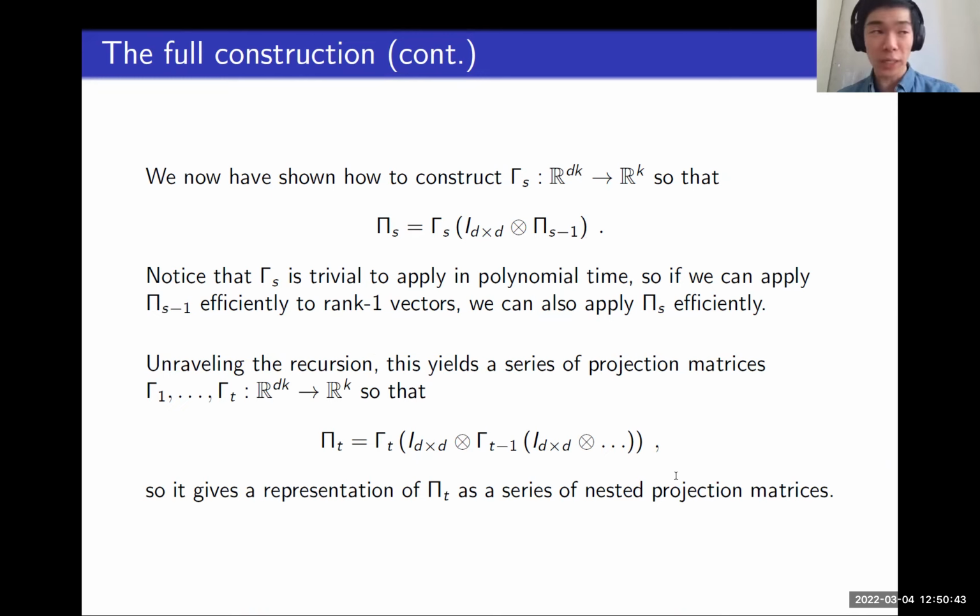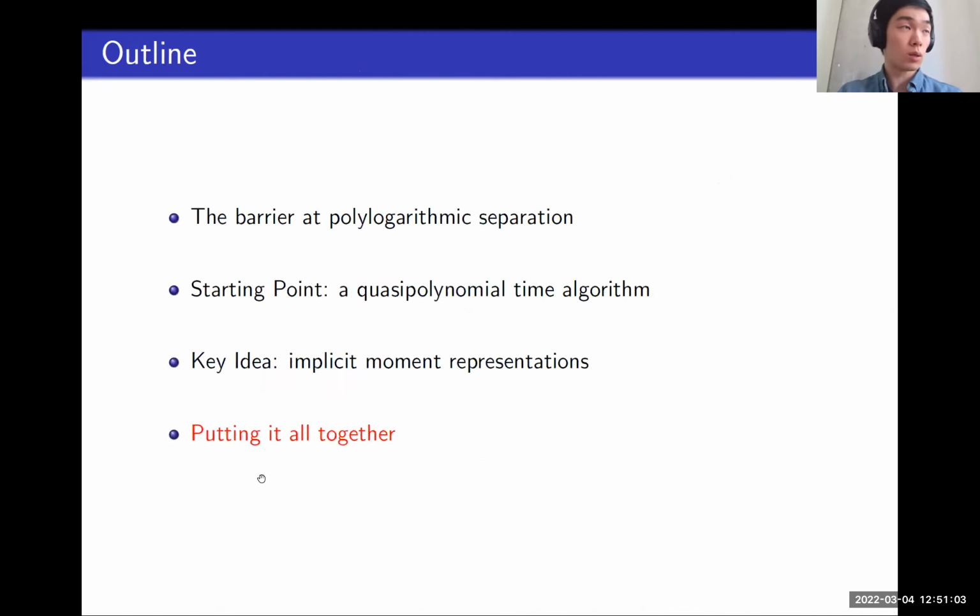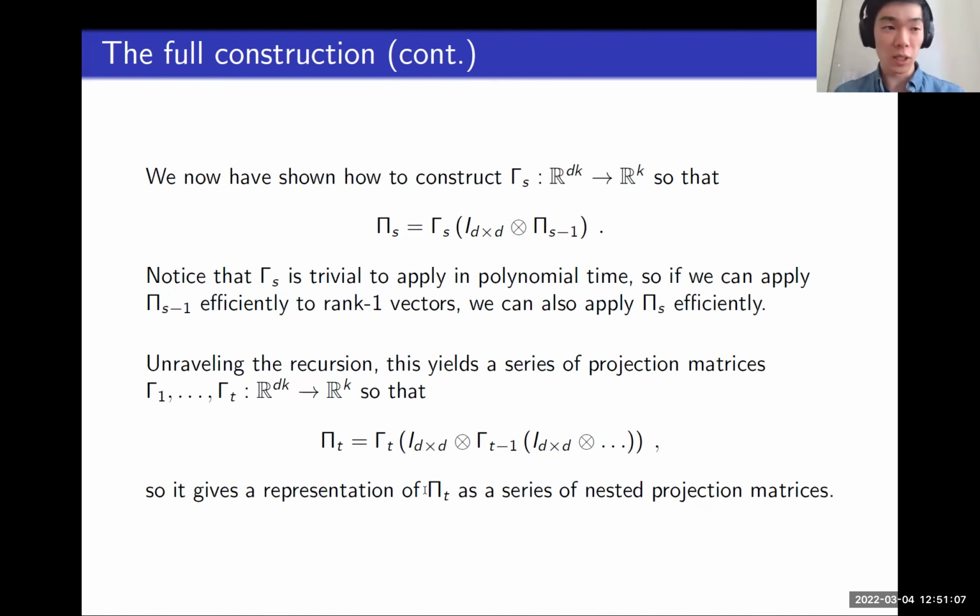But the key thing is the only thing we need to maintain is the sequence of t dk by d matrices. So that has polynomial size. And when I want to apply this to any rank 1 tensor, it suffices to iteratively apply each of these projection matrices sequentially. So in particular, this gives us a concise representation of the projection matrix that can be efficiently applied. And so this completes the second step.